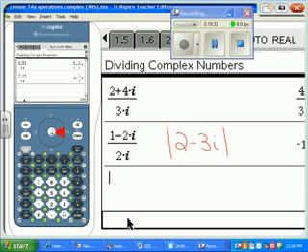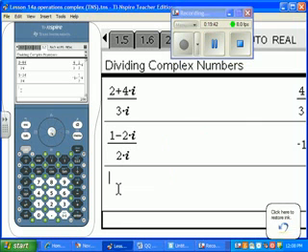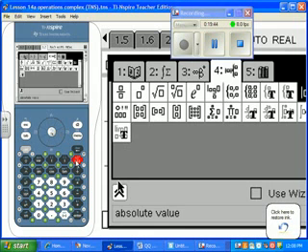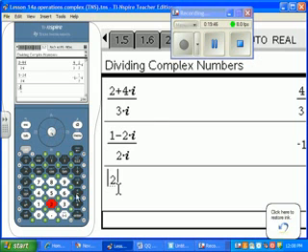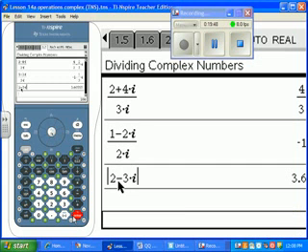You go to the book. Do it. 2 minus 3i. 3.60555. You're going to go to the catalog, absolute value, 2 minus 3i, and it's going to give it to you. Okay? It doesn't get much easier than that, right?